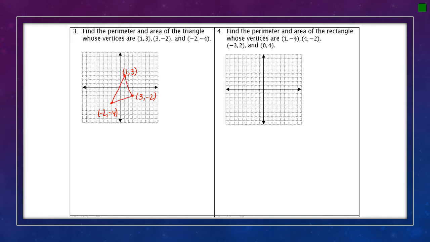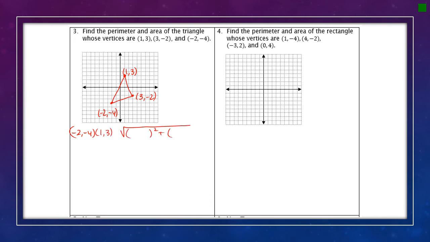And now I need to calculate my distances. Unfortunately, I don't get to do any shortcuts because I don't have any horizontal lines or vertical lines. They're all diagonals. So we are going to have to do the distance formula 3 times. So let's start with negative 2, negative 4, 2, 1, 3.